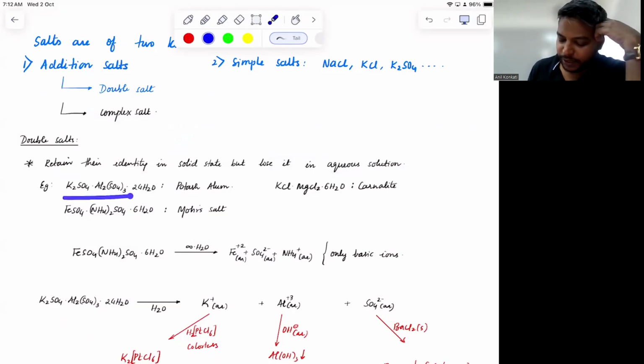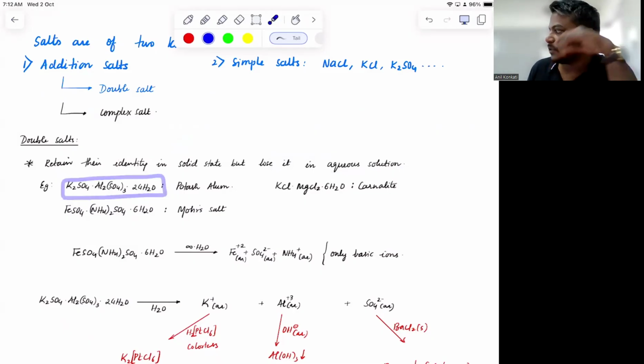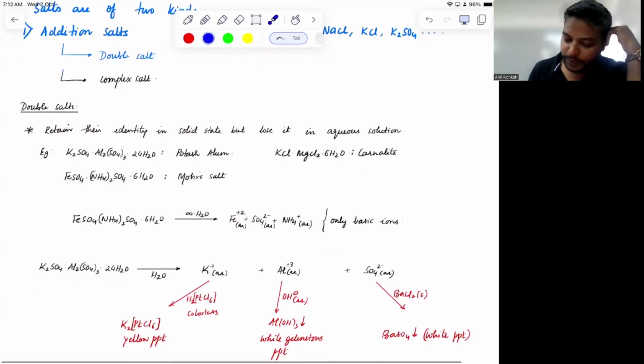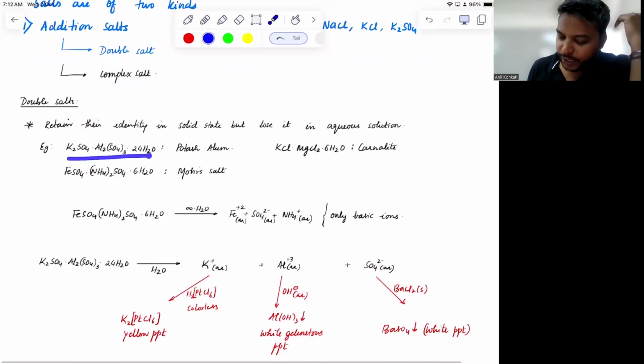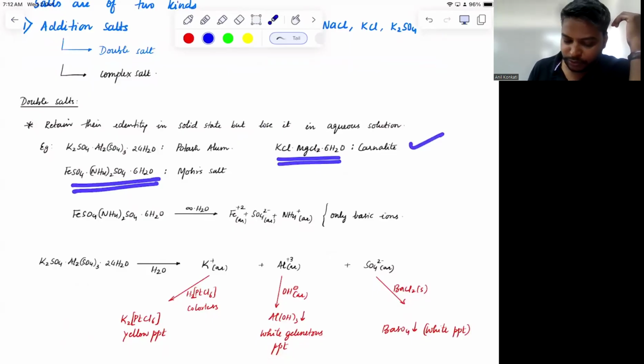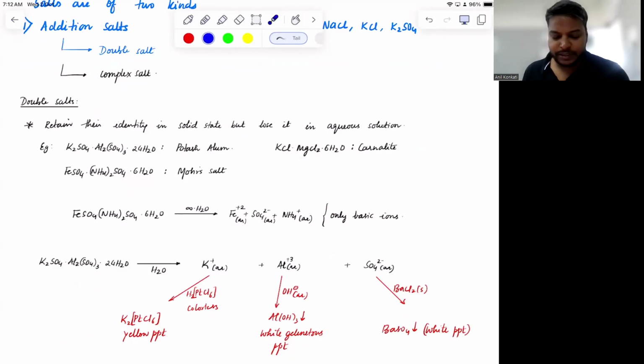For instance, if you take K2SO4·Al2(SO4)3·24H2O, this is called potash alum. This one is carnallite and this one is Mohr's salt. In fact, for our syllabus, only these three are important. So learn how the structure looks like.